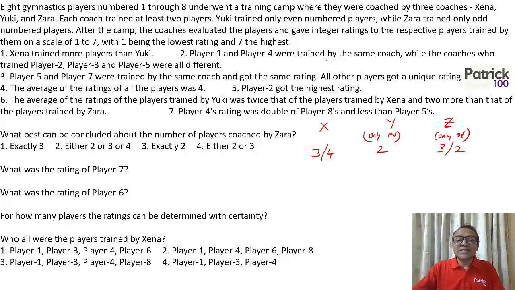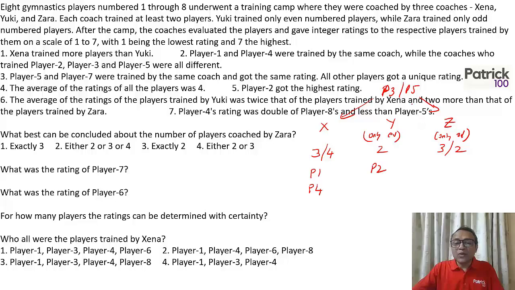Player 1 and 4 are trained by the same coach, so it has to be X, because odd and even number both trained by the same coach has to be X, because Y trains only even and Z trains only odd, so therefore X. While the coaches who train player 2, player 3, player 5 will be different. So among these, player 2 can be only with Y, because Y trains only even numbered players. Player 3 and 5 can be either Z or X. It can go either way.